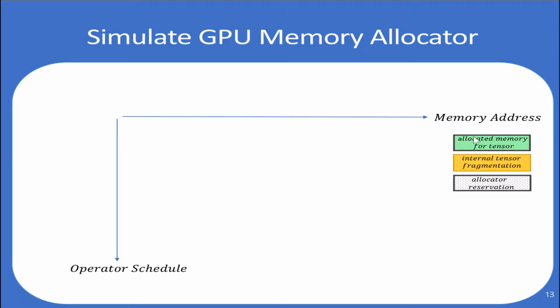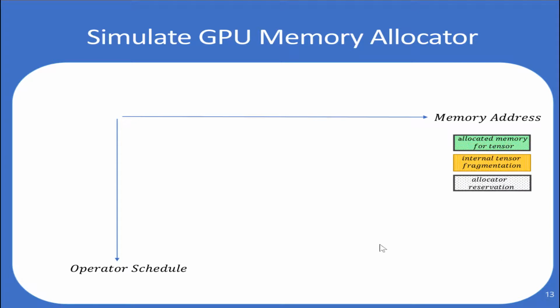The green parts are the allocated memory for in-use tensors. Yellow parts are the internal tensor fragmentation, if the original tensor sizes don't align to a power of two. The gray parts are the memory reserved by the framework allocator. For example, after a tensor is out of use, its memory block could be cached instead of being returned to the GPU immediately. Since the CUDA context is allocated when DL frameworks initialize, we do not draw it on the figure.